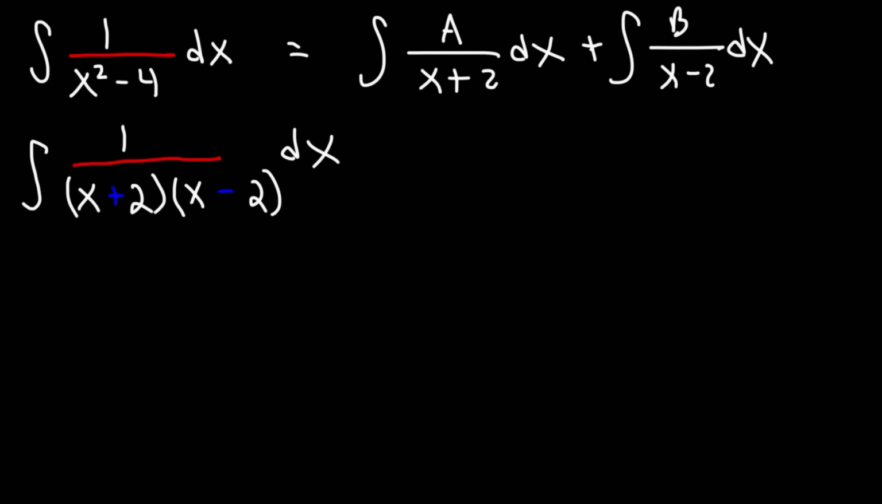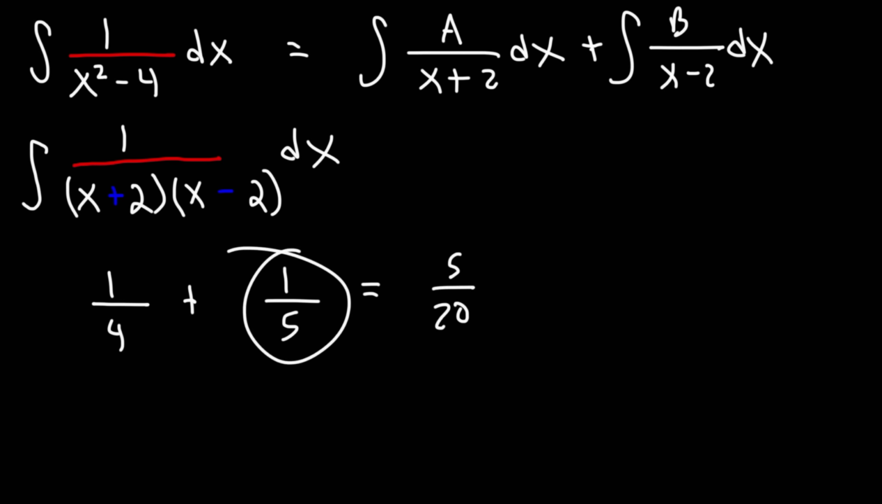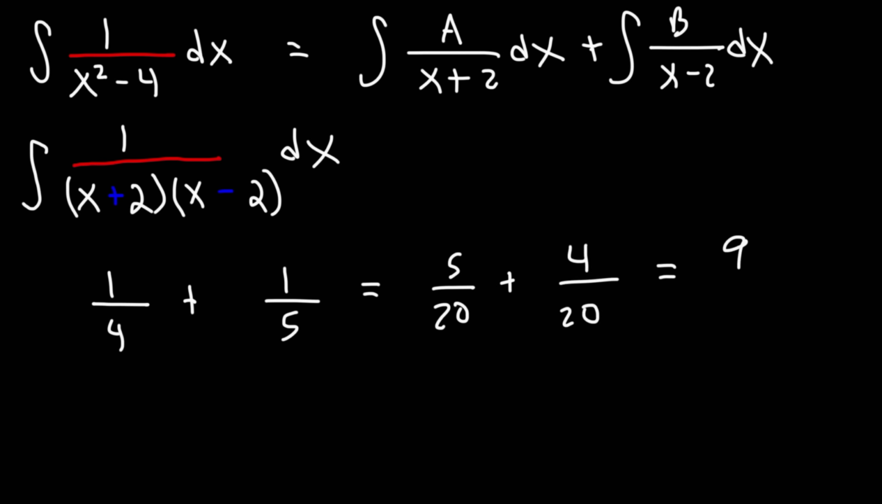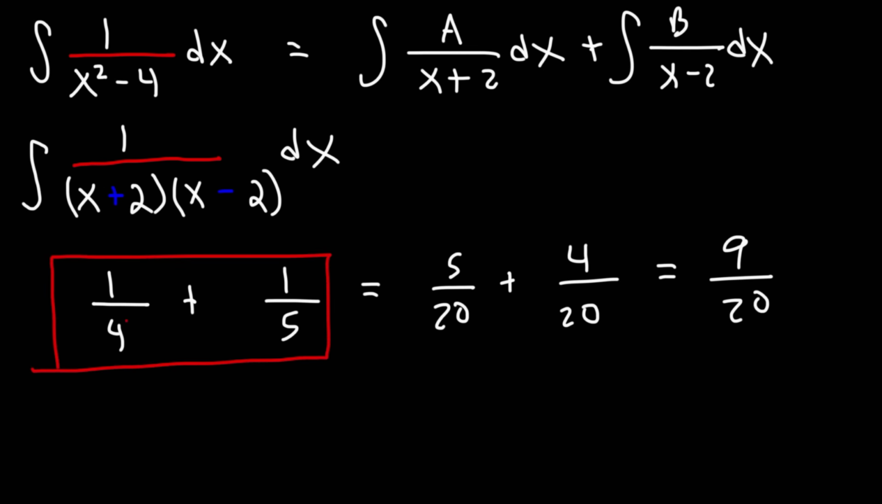Now, just to give you an idea of what partial fraction decomposition is, let's say we have 1 over 4 plus 1 over 5. If we wish to add these two fractions, we would need to get common denominators. If we multiply this fraction by 5 over 5, it will become 5 over 20. If we multiply this by 4 over 4, it will become 4 over 20. So the sum of these two fractions, 1 over 4 plus 1 over 5, is 9 over 20.